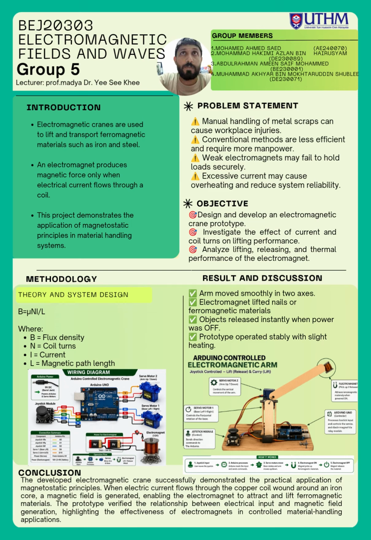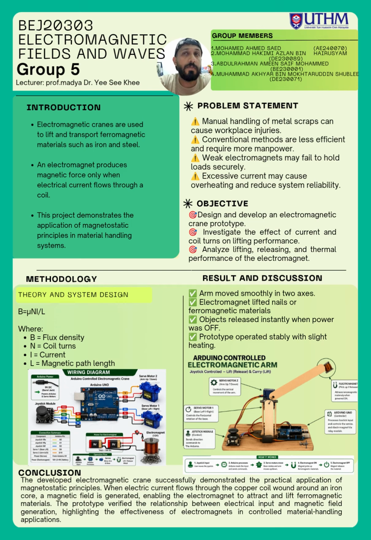The operation of this project is based on the magnetostatic principle. The magnetic flux density can be expressed by the equation B equals mu N I divided by L, where B is the magnetic flux density, N is the number of coil turns, I is the current flowing through the coil, and L is the magnetic path length. From this equation, we can understand that increasing the number of coil turns or the current will produce a stronger magnetic field, resulting in a greater lifting force.